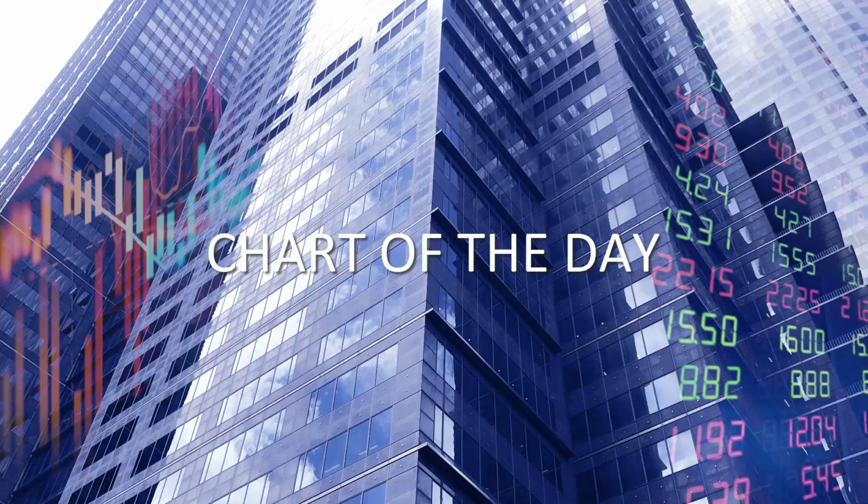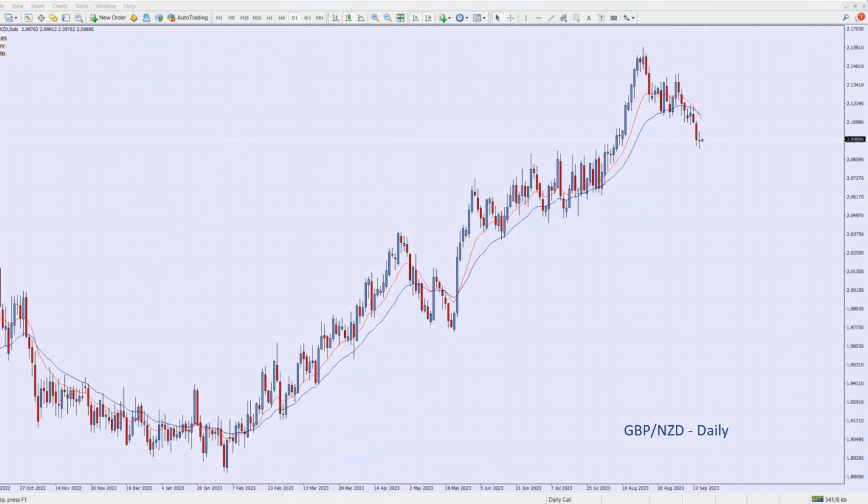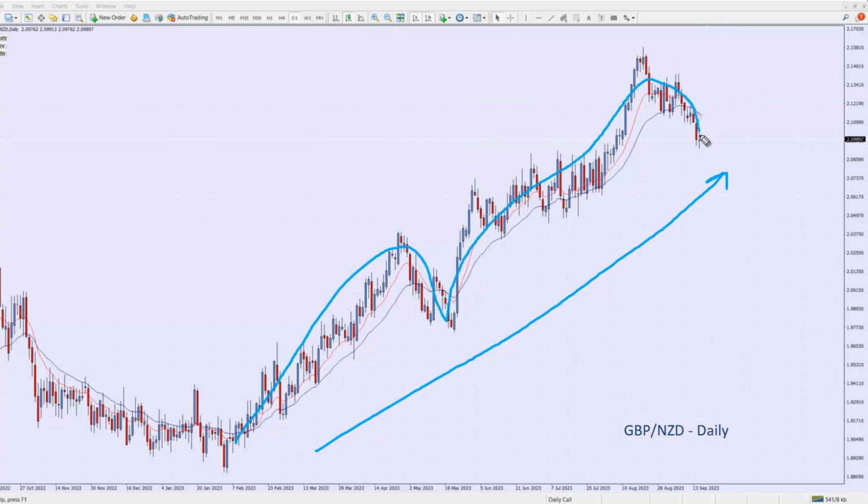So let's just jump along and move to our chart of the day. The chart that I'm looking at this morning is the pound New Zealand dollar on a daily time scale. If you have a look at this particular chart, we can clearly see that we are on an uptrend and we've been making dips. And we've made another dip right there. The question is, will this dip turn into a kick and continue into the trend? That's essentially the type of trade that I'm looking for.